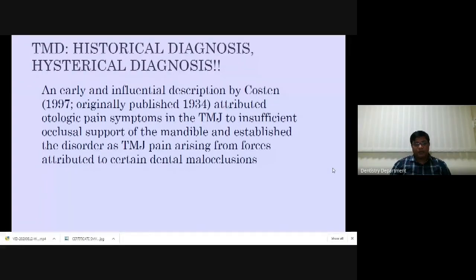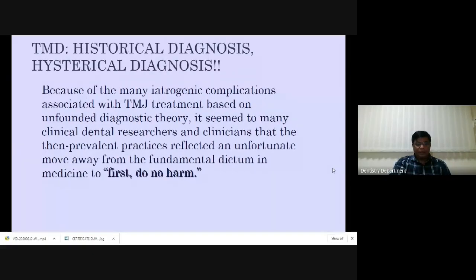Whenever patients with ear pain go there, if there is no ear pathology, they used to send them to us, saying it may be because of TMJ. But the otologic pain symptom due to TMJ is outdated. And this is very important because of the many iatrogenic complications associated with TMJ treatment.